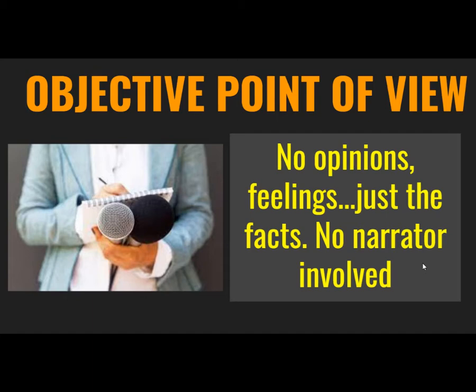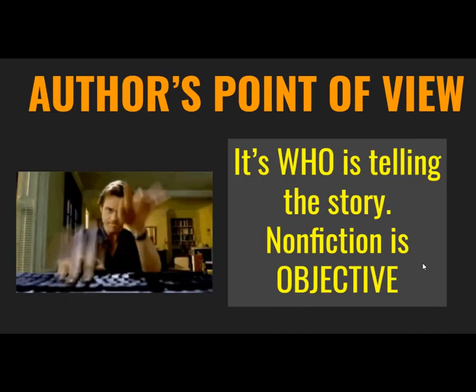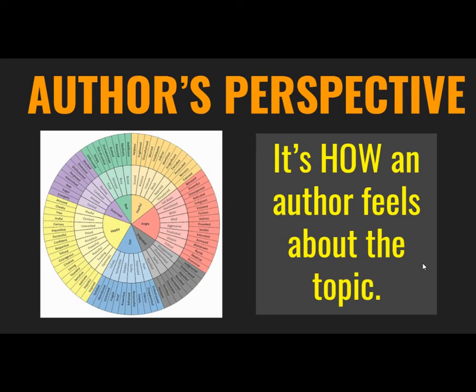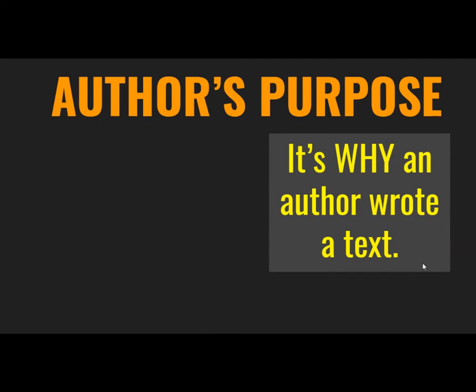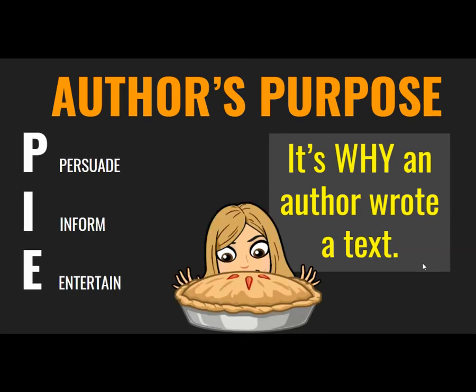So we have point of view, that's objective. We have perspective, that's how the author feels about the topic. And then we have the purpose, it's the why an author wrote a text, the reason. And we can remember that with PIE, P-I-E: persuade, inform, and entertain.